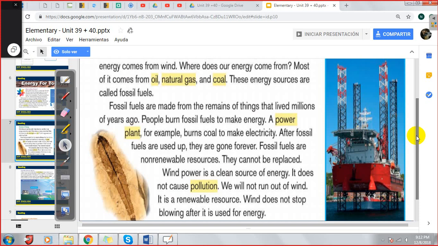Wind power is a clean source of energy. It does not cause pollution. We will not run out of wind. It is a renewable resource. Wind does not stop blowing after it is used for energy.